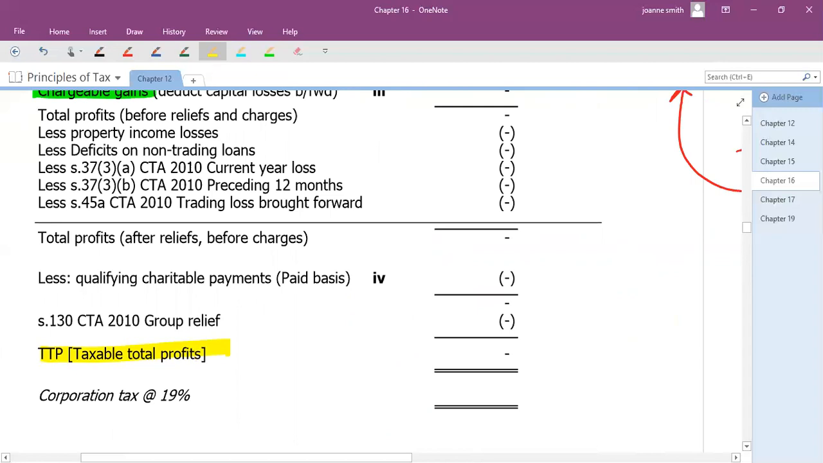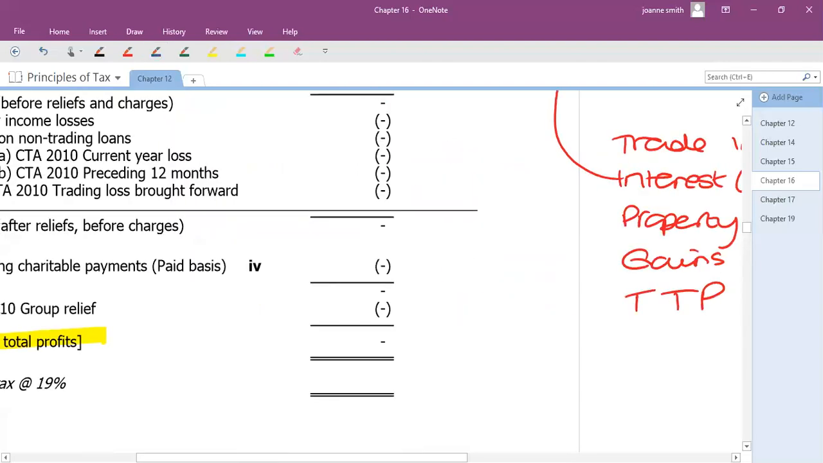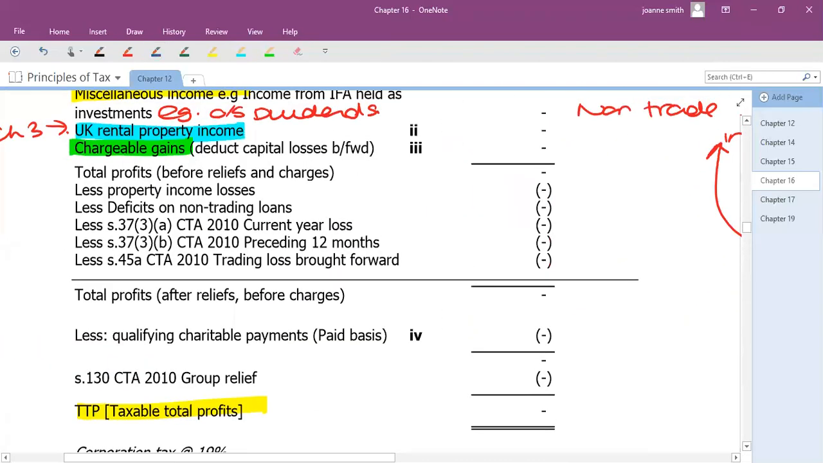Yeah, and then when we've got that figure, we're going to pay tax at 19%. We're not going to worry about trying to split it into financial years or anything like that, because the rate has been the same for a number of years. There are other bits and pieces that you've got at the bottom of here.